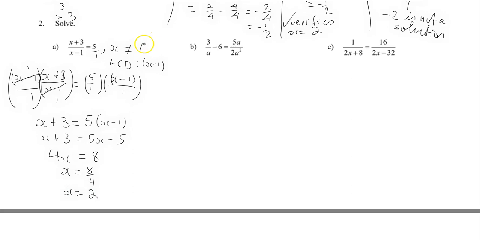So we check that against here, it's fine. We can try it up here. 2 plus 3 is 5. 2 minus 1 is 1. 5 over 1 equals 5. Okay, so that does work. So you can verify them yourself.